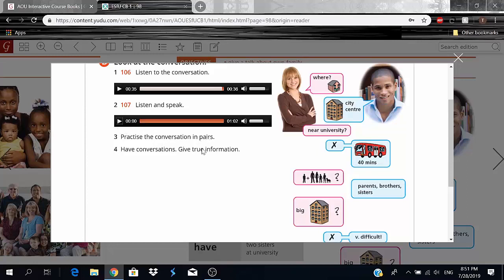Alright. Now you can always practice the conversation in pairs, and I actually encourage this. If you have a classmate or a partner in your free time, you can ask the same questions with a different style, however you like, and try to give as much true information as possible. So try not to lie too much, even if your life is not that interesting, alright?